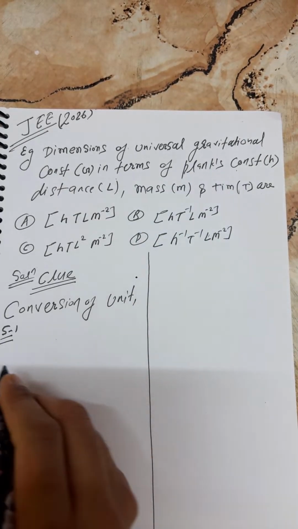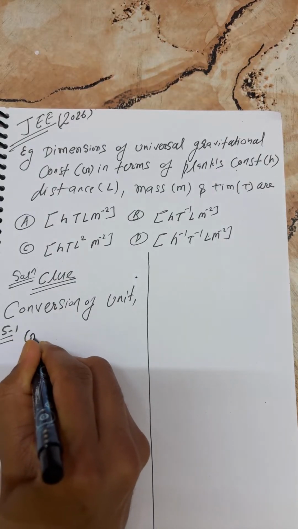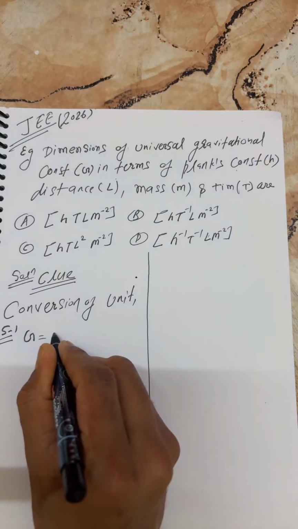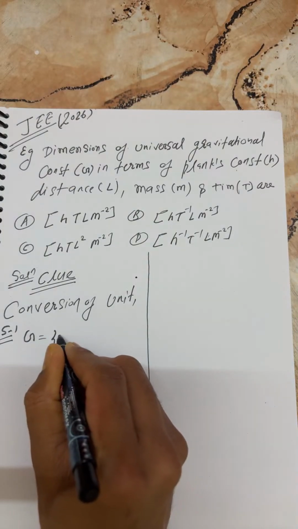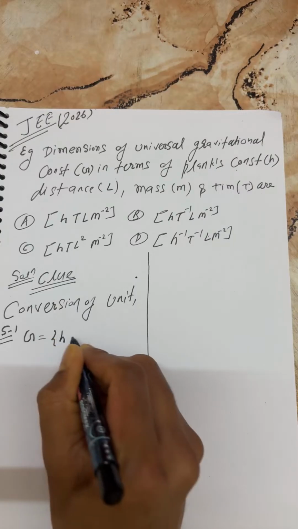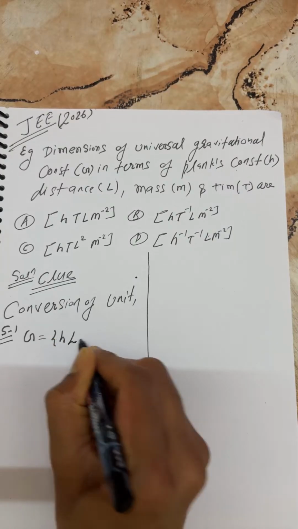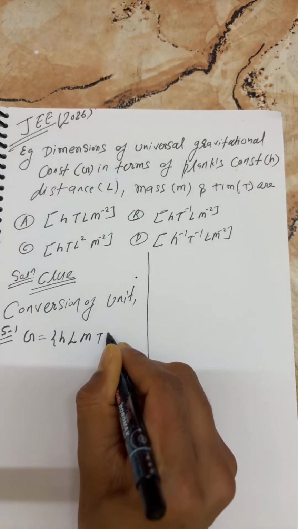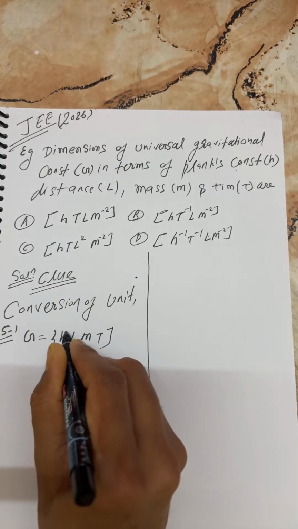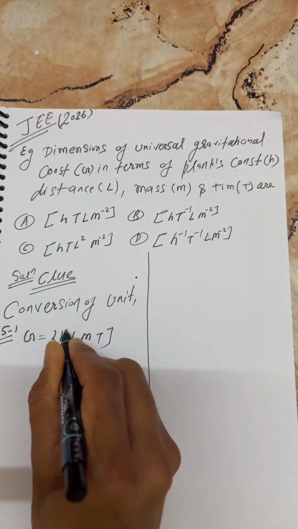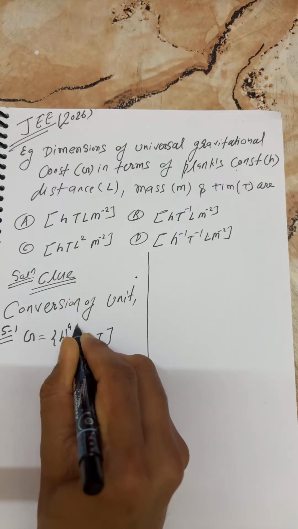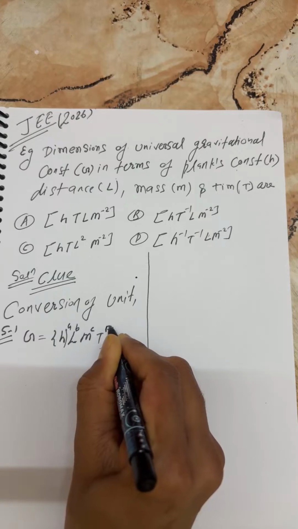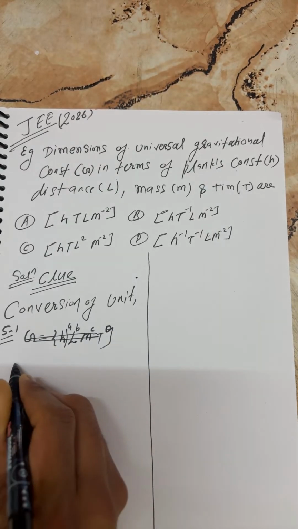Gravitational constant, beta. This gravitational constant depends on H, Planck's constant, distance L, mass M, and time T. Beta, these all are the factors here. So how can we do this? H to the power A, L to the power B, M to the power C, and T to the power D. I'll write it once here.